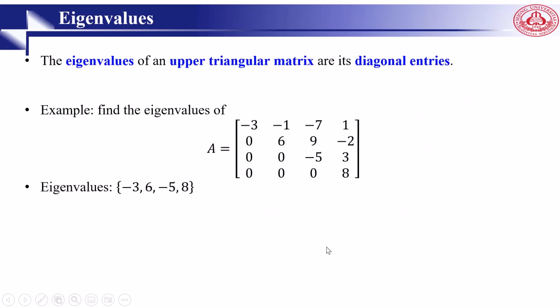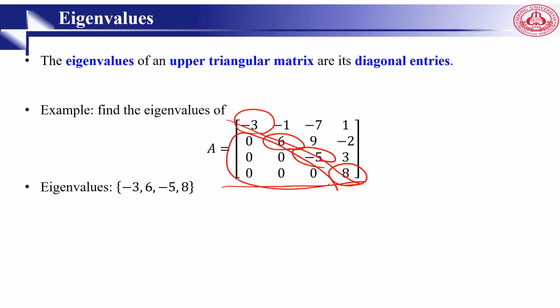The eigenvalues of an upper triangular matrix are its diagonal entries. So here we have an example. This one is a 4 by 4 matrix. If you want to find the eigenvalues, it is very easy: minus 3, 6, minus 5, and 8. You don't need to do any calculation. If it is upper triangular, as you can see, the lower part is 0, then the eigenvalues are the main diagonal elements.